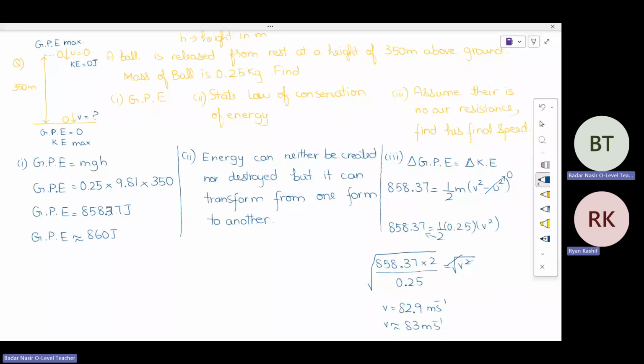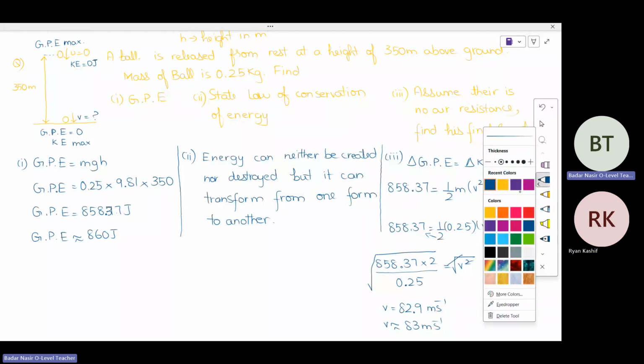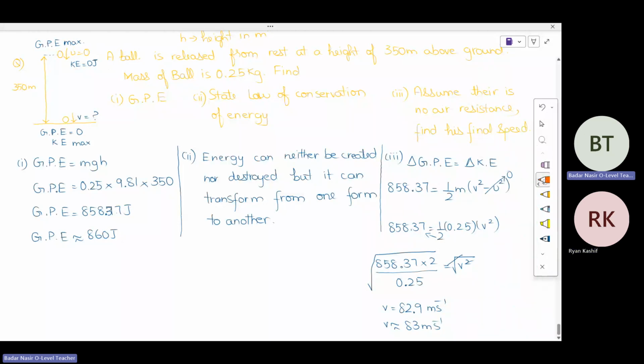Sir, if we equate mgh and half mv squared, and cancel the mass on both sides, and then make v the subject, will we get the same answer? Yes, you'll get the same answer through that. But since we've already calculated the gravitational potential energy, you can directly put its value in as well.